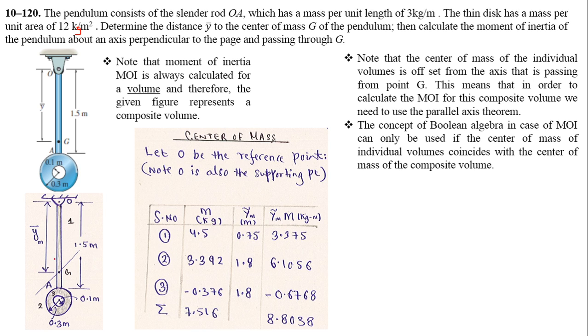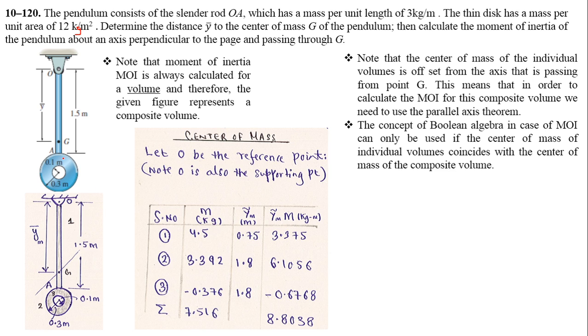So the length of the rod is 1.5 meters, therefore its centroid or center of mass, because it is made up of just one single material, so centroid will coincide with center of mass. So measured from point O, its center of mass will lie at 1.5 divided by 2, which is 0.75. So 0.75 meter measured from point O is the center of mass of this rod.